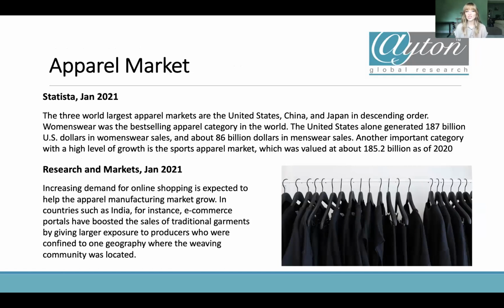The United States, China and Japan are the largest markets. So it gives you a really good idea of what this industry is looking like in terms of a global landscape. Women's wear is the best-selling apparel category in the world, which is, as you can see, worth almost triple the amount of menswear. So it really is still a very female-driven target consumer. And again, that's where we really look at our competitors in terms of what women are looking at and buying as well.